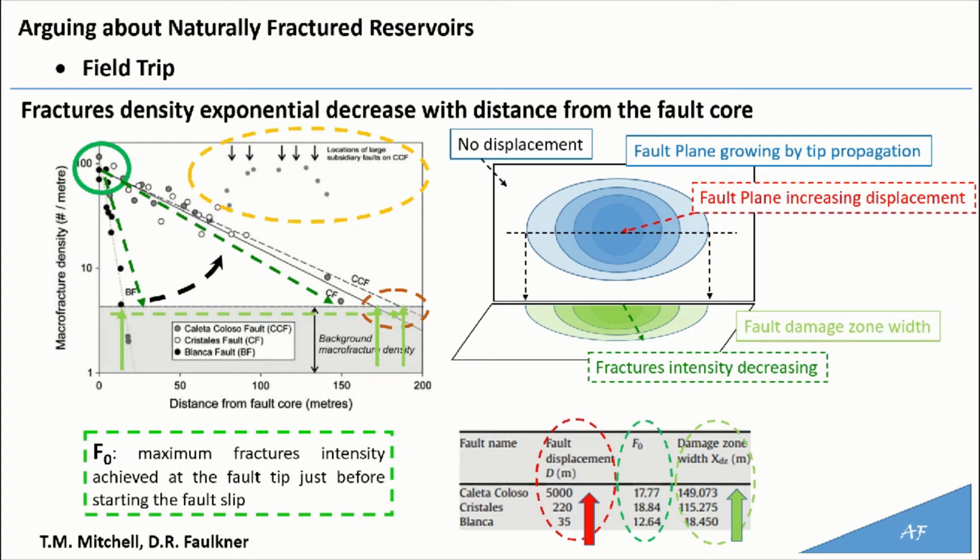All faults appear to have about the same maximum fracture density, probably achieved at the fault tip just before the fault slip. So, this critical maximum fracture density is located at the fault core damage zone boundary, and it is linked to the mechanical property of the rock defined by lithology, lithification at the diagenetic stage, and the burial condition at the time of the tectonic event.